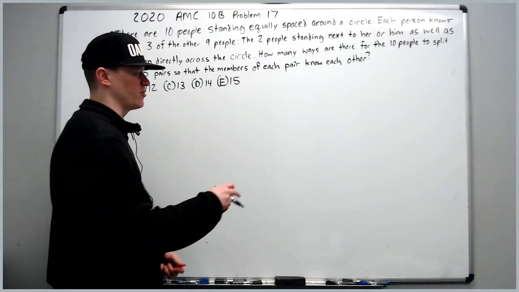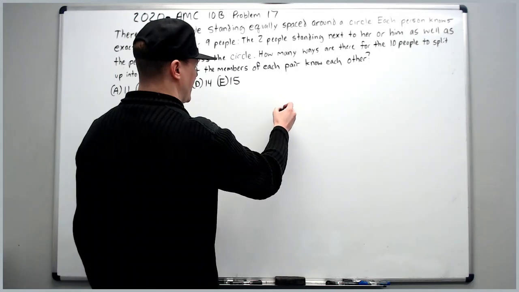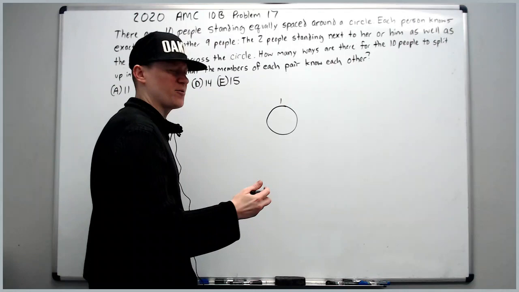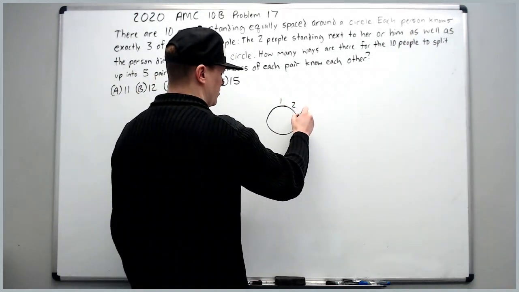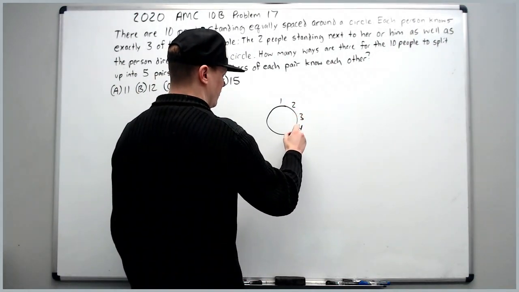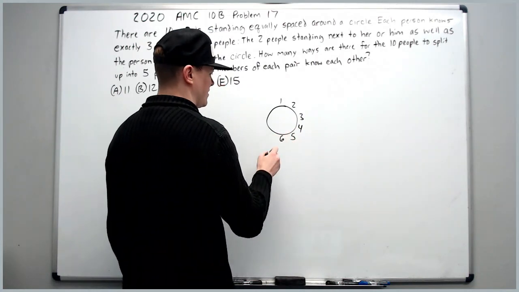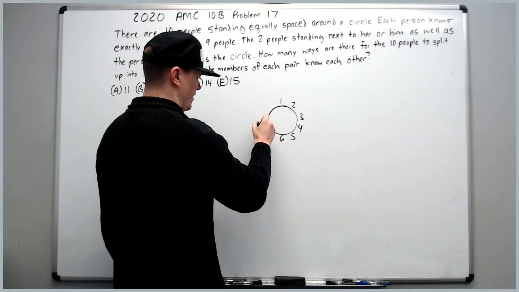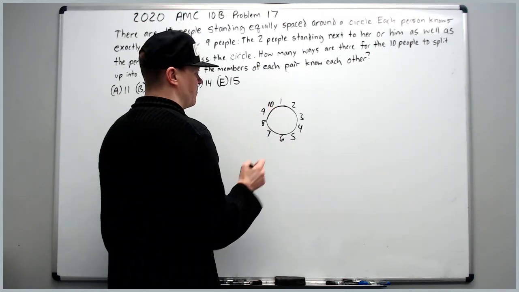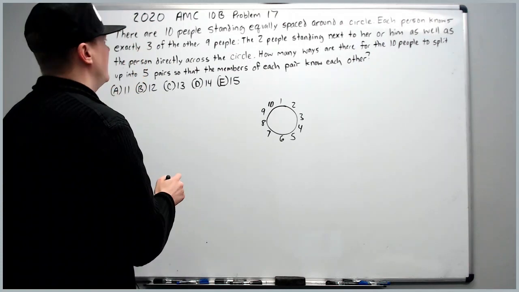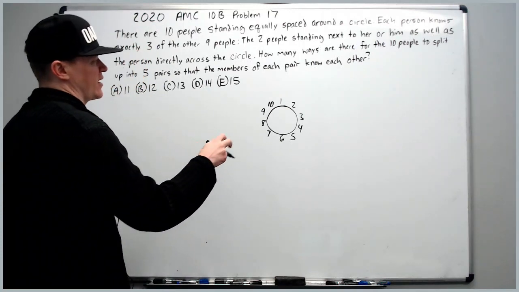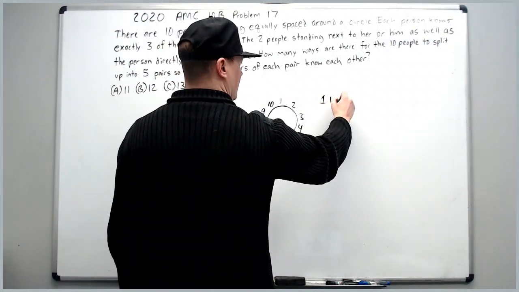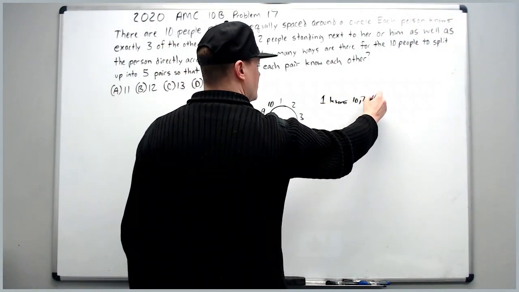Before we progress, let's just make sense of this somehow. Let's make a circle. We'll just number them 1 through 10. So 2, 3, 4, 5, 6, and then that's got 4 here. There'll be 4 over here. 7, 8, 9, and 10. Okay. So the 2 people standing next to them. So 1 knows 10, 2, and 6. Right? 1 knows 10, 2, 6.